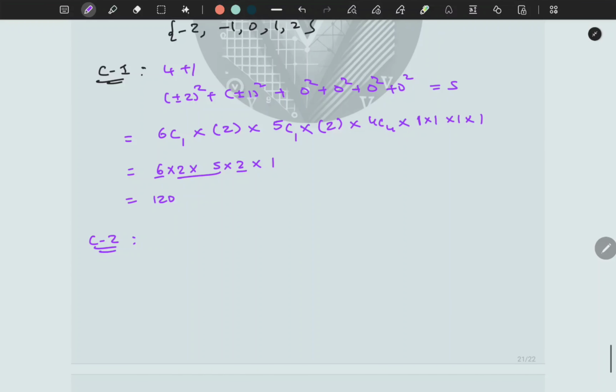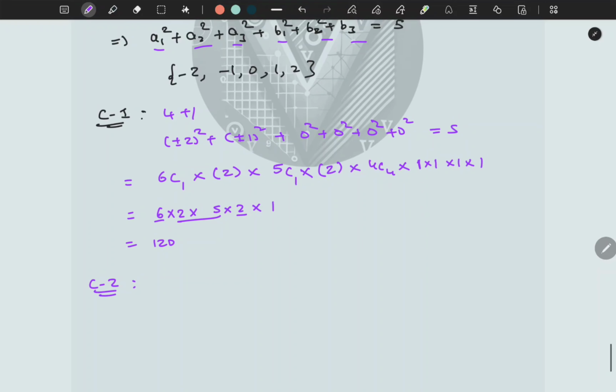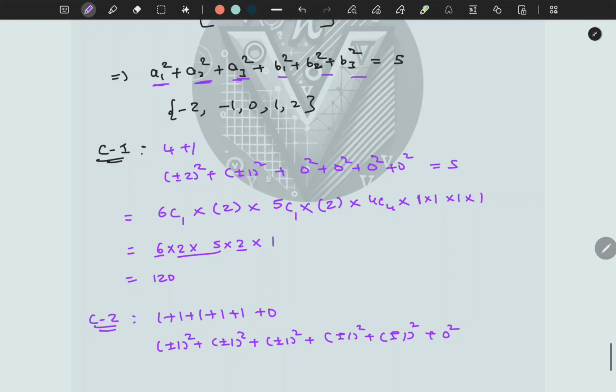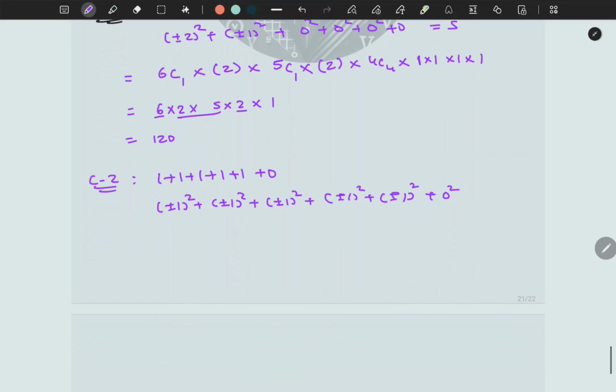Now what about case 2, dear students? Do we have any other case possible? Firstly, 4 plus 1 is 5. Yes, I think we can have this, right? That means plus or minus 1 whole square plus or minus 1 whole square plus or minus 1 whole square, and so on. That means of the 6 options available to us, let us select any 5 first. Now each one of them can have plus or minus 1, that means each one of them will have two options, either 1 or minus 1. And the last one will have only one option, that is 0.